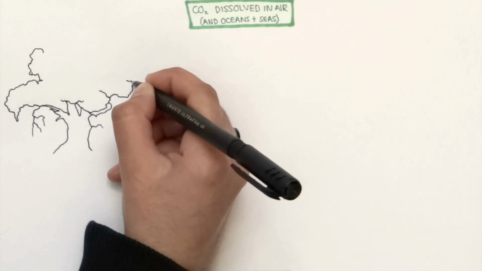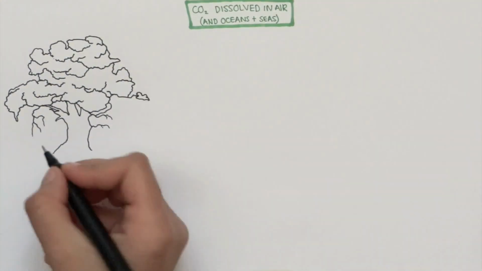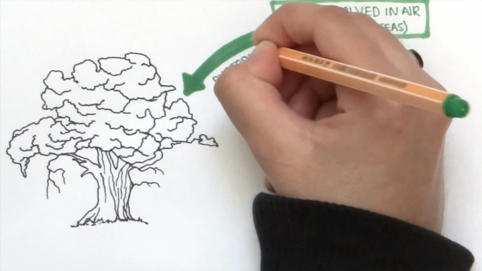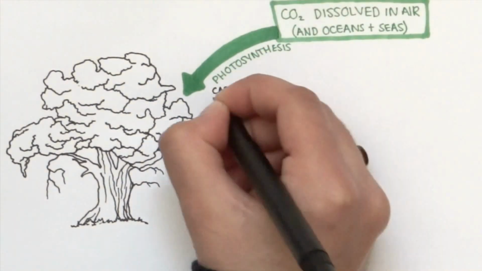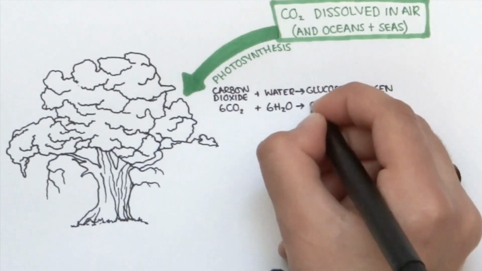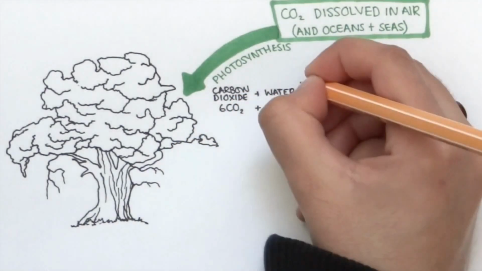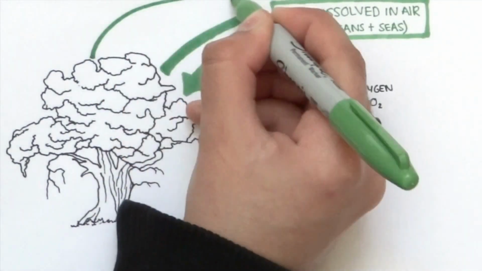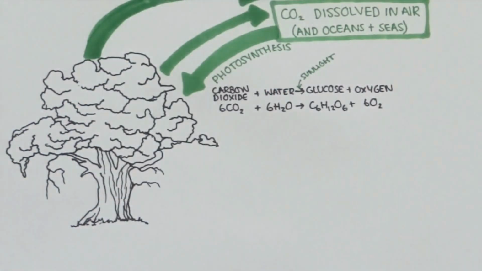Some of this carbon is then removed from the environment by green plants and algae for photosynthesis. The equation for photosynthesis is carbon dioxide plus water makes glucose plus oxygen in the presence of sunlight. However, these plants don't only take in carbon dioxide, but they also let some out when they respire. Carbon dioxide is also released back into the atmosphere when plants are combusted.